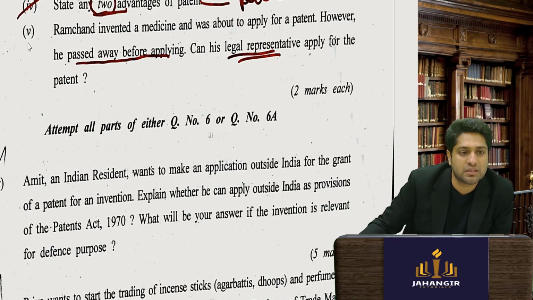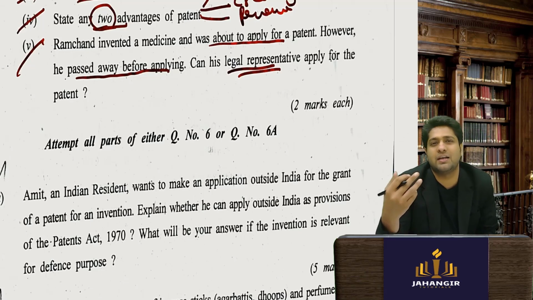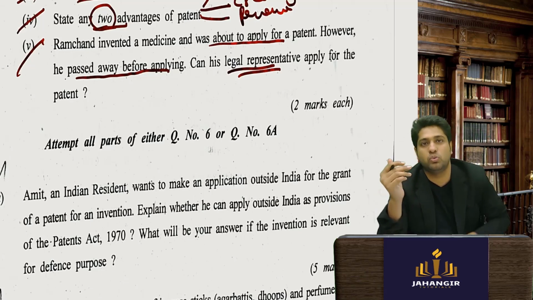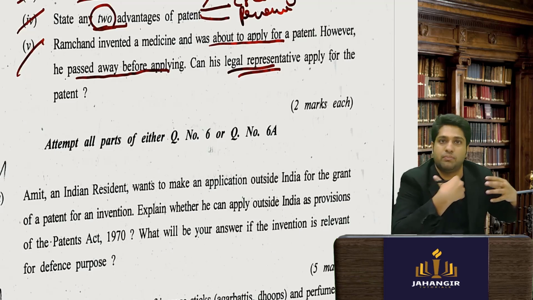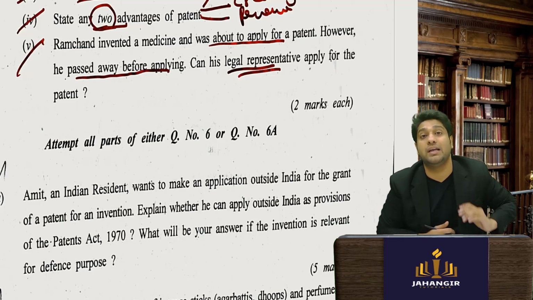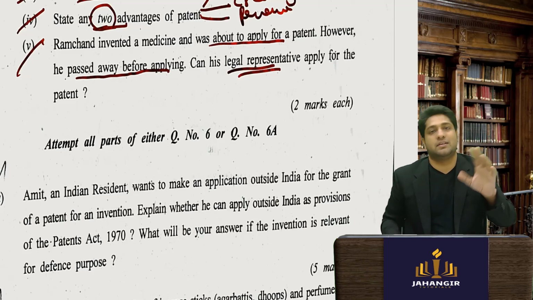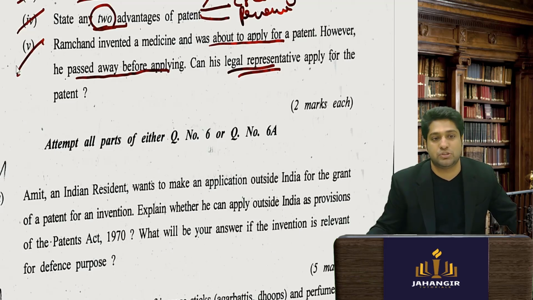Then comes Ramchandra, who invented a medicine and was about to apply for a patent. So one of the advantages of a patent again is protection; two, you can give that. One is monopoly rights, which is a positive right, and second is a negative right where the inventor gets a right to even file cases if it is being misused or infringed.